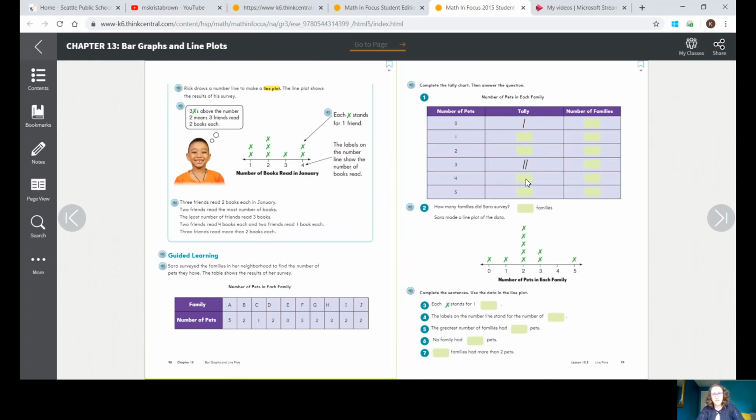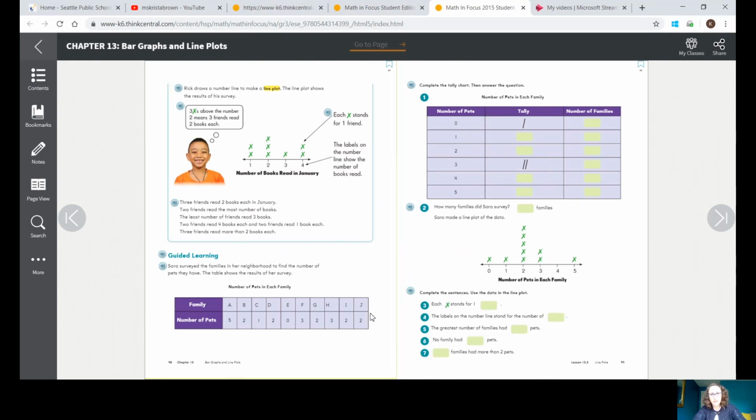And then let's see, how many families have 4 pets? Doesn't look like anybody does. So you would leave that blank, and there you would have to write a 0. And then 5 is the last one. Looks like just that one family. 1 tally mark and the number 1. How many families did Sarah survey? How many is that? Count that up.